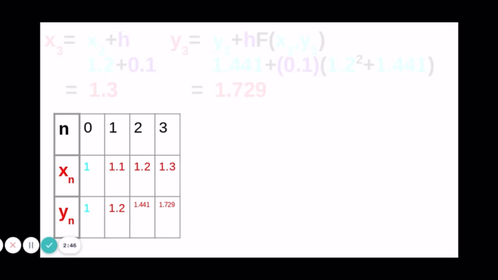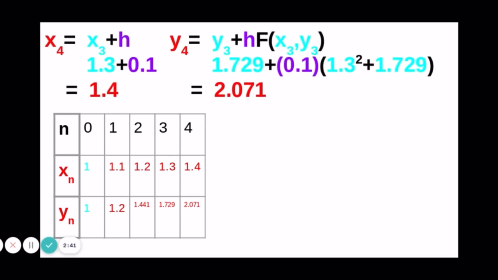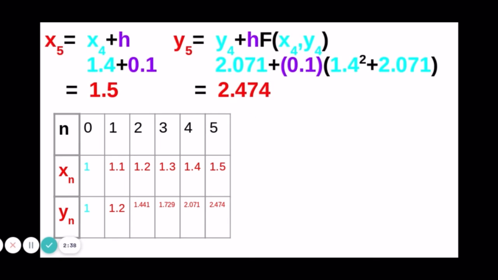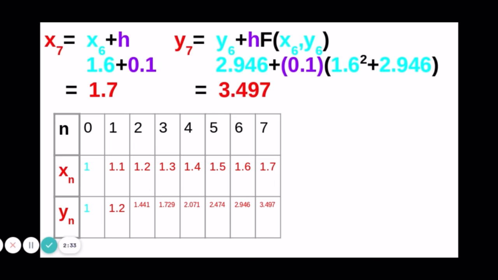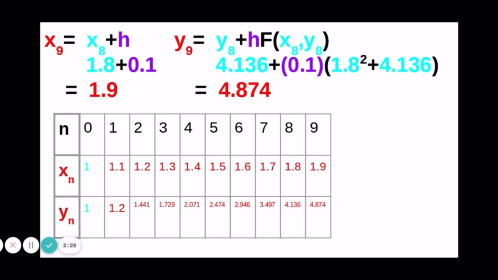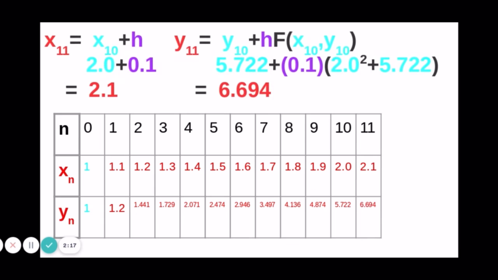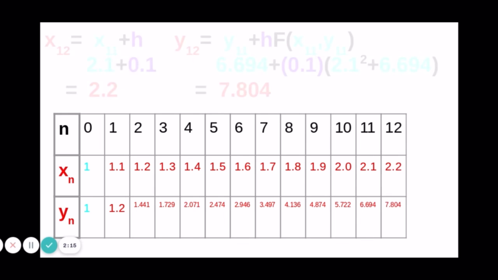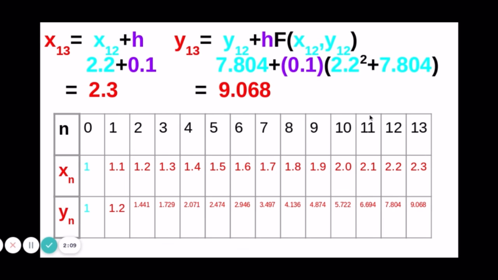So we just repeat this process again and again to find x3, y3, x4, y4, 5, 6, 7. So we just keep finding these points to get enough points to draw a curve through and get an approximation of a particular solution. So I chose to find 13 points. So we're just repeating this process over and over and over again.